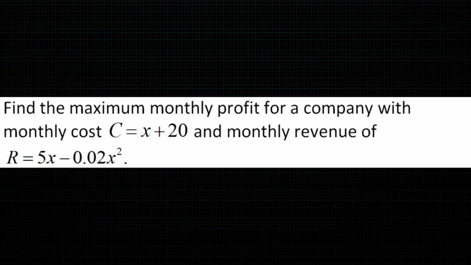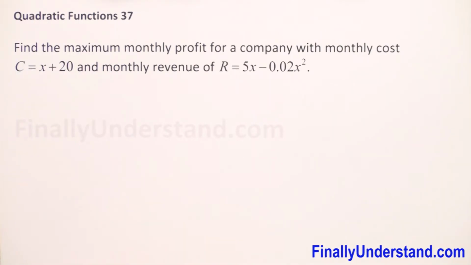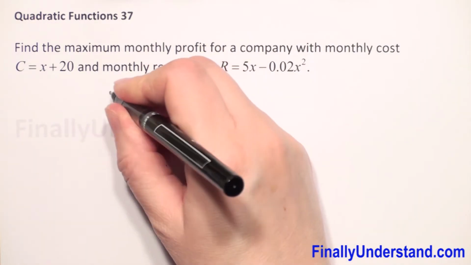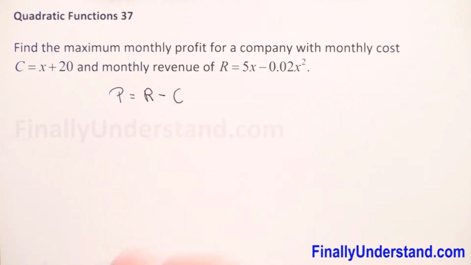We have to find the maximum monthly profit for a company with monthly cost C equals x plus 20 and monthly revenue R equals 5x minus 0.02x squared. We know that the profit is equal to revenue minus cost.